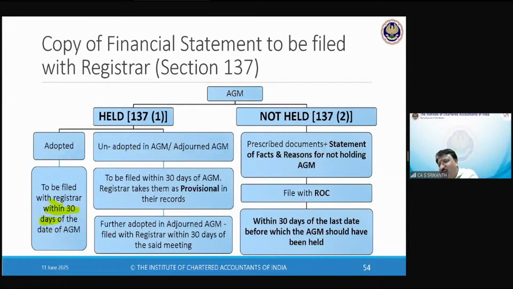So 137 is a very simple section which talks about filing of a copy of the financial statements.